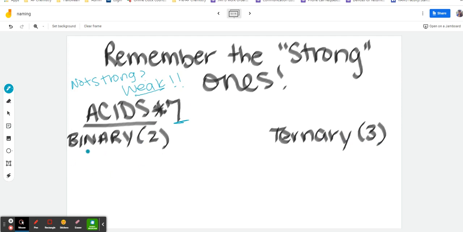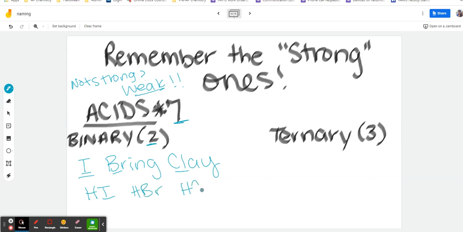So super simple. For binary, remember that means we have 2 elements. There are 3 that are considered strong. We have a little sentence that we tell you guys: I bring clay. And what this represents is iodine, bromine, and chlorine. Anytime we have those hooked up with a hydrogen, they all have a -1 charge. Just like this, these are binary acids. All of these are considered our 3 strong binary acids. They're all coming from group 17.